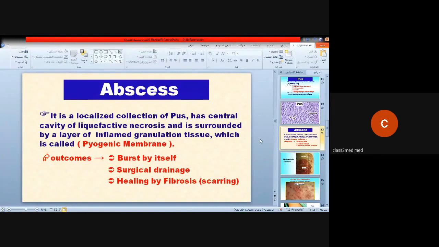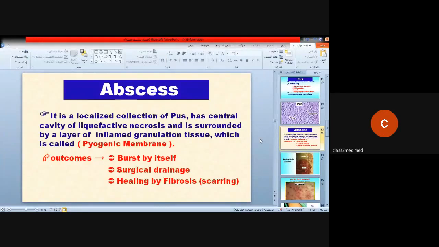So it is a localized collection of pus with a central cavity. This central cavity is formed by necrotic tissue, the protective necrosis. And an abscess is usually surrounded by a layer of inflamed granulation tissue. Granulation tissue is a tissue of healing, which is called the pyogenic membrane.